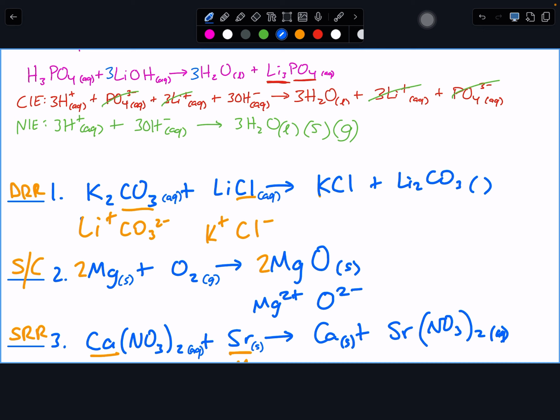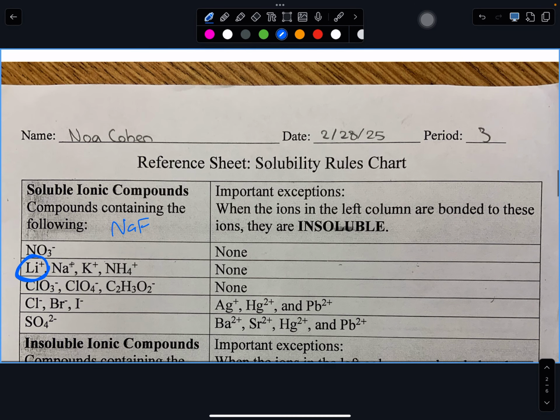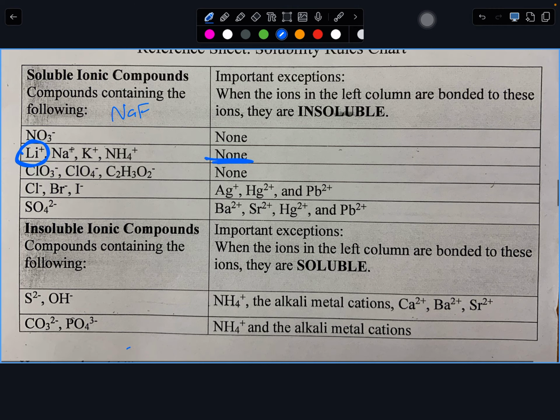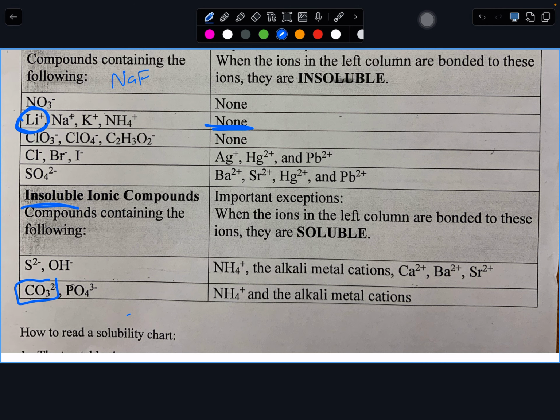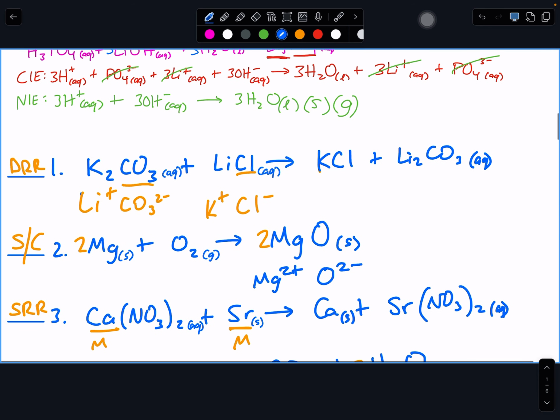Is it? No. Look at it again. Is it a metal oxide? No, it's not a metal and oxygen, it's metal and carbonate. Look at your charts. Li is right here. It's aqueous. CO3 is insoluble, but an alkali metal is what we have. Lithium is an alkali metal, so it becomes soluble. Okay, good.